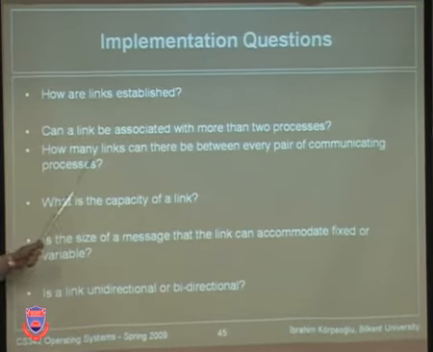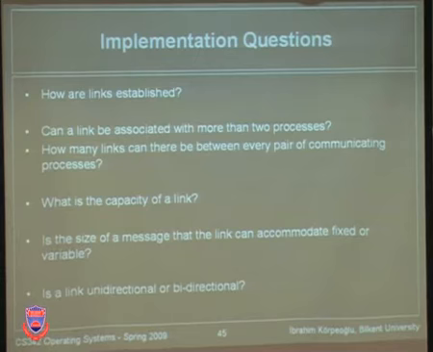And how many links can there be between every pair of communicating processes? So if you have two processes, can we only establish one link or can we establish more links? Okay, so this is another question that we have to think. Some systems can allow only one link to be established. Some systems may allow many links to be established between the processes. It's possible. So what is the capacity of a link?